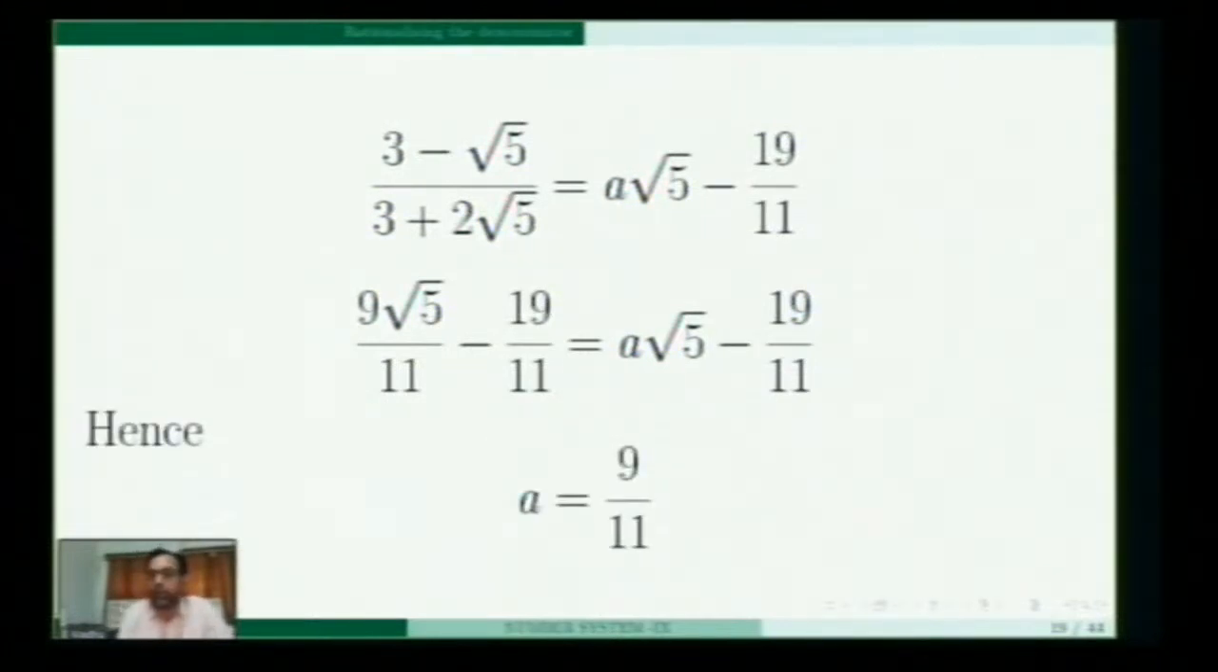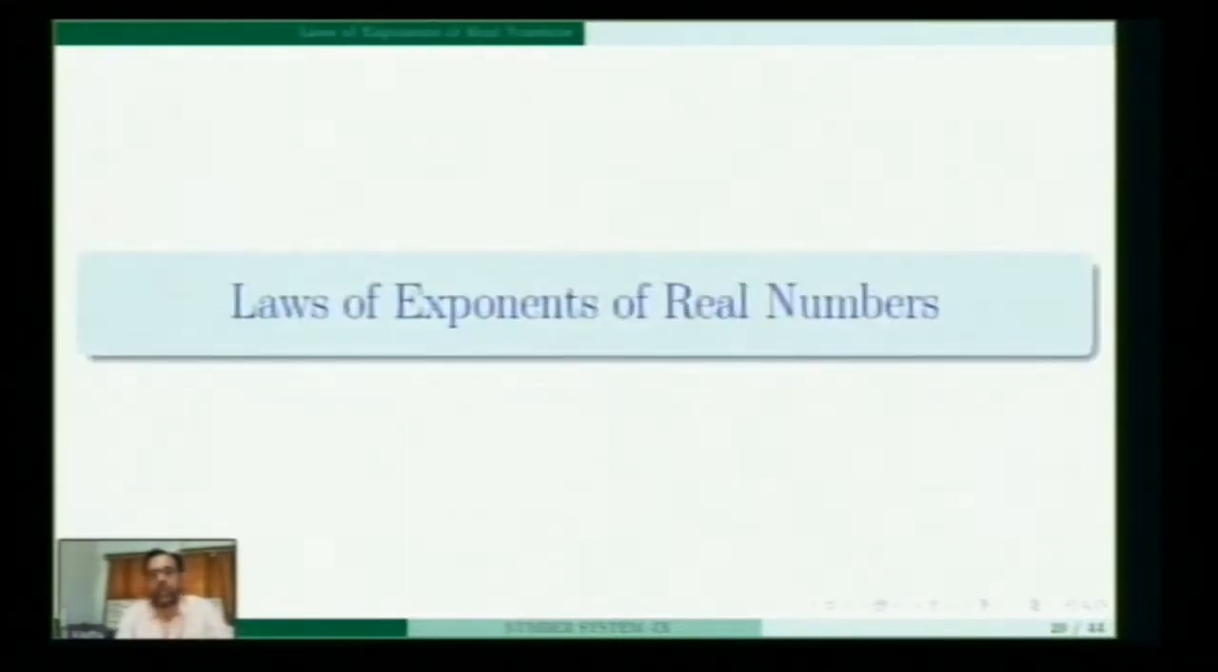You will get a equal to 9 divided by 11. So this is the use of rationalizing the denominator in many types of problems. Many other problems are in the book. They can try those problems. Now we are going to the third part of our discussion, which is laws of exponents of real numbers.